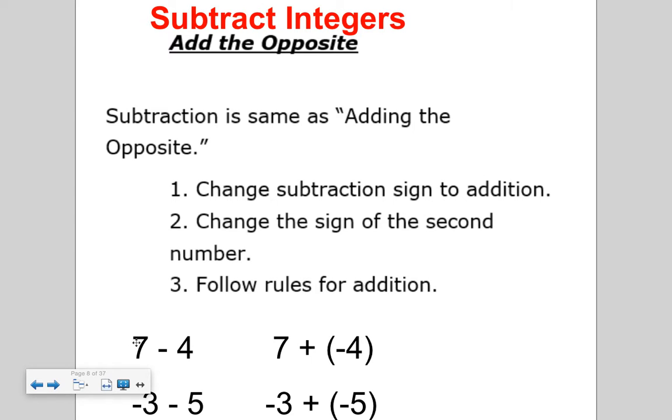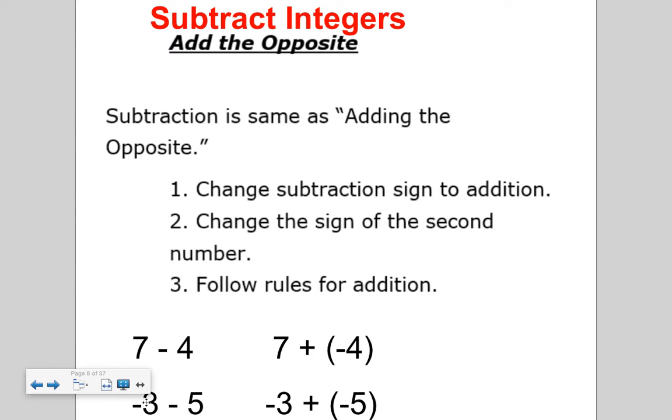So you keep the first number, you turn the subtraction to an adding, and then you do the opposite of the second number. Opposite of 4 is negative 4. So I keep 7, add the opposite of 4, negative 4. Okay, so what's 7 minus 4? 3. What's 7 plus negative 4? Also 3. They're equivalent.